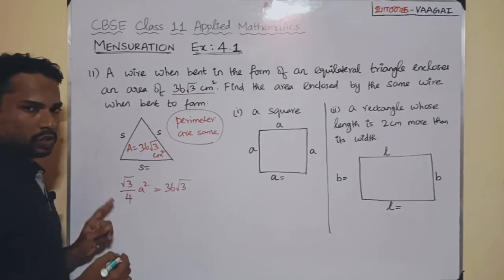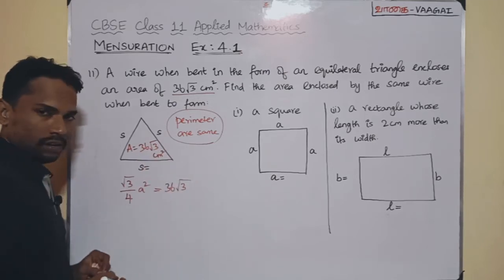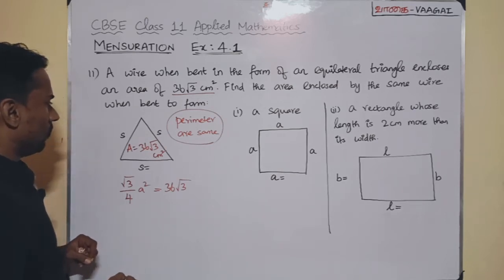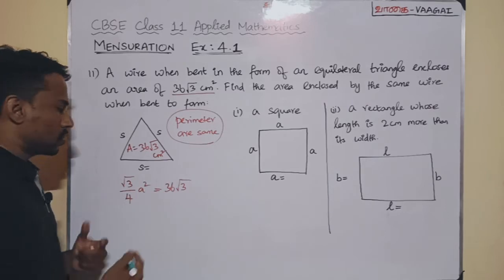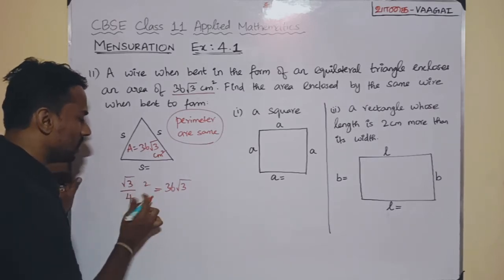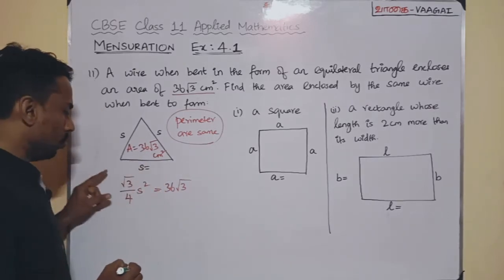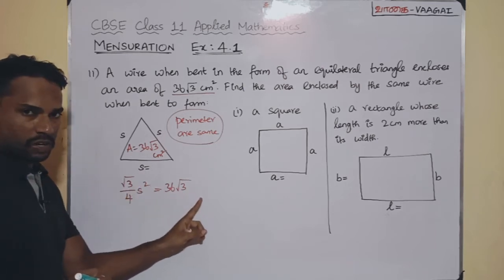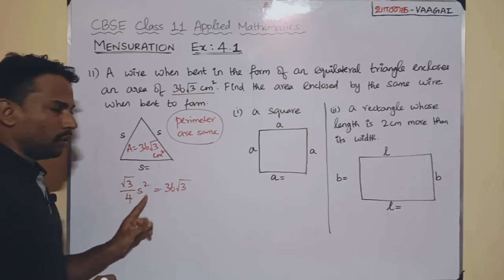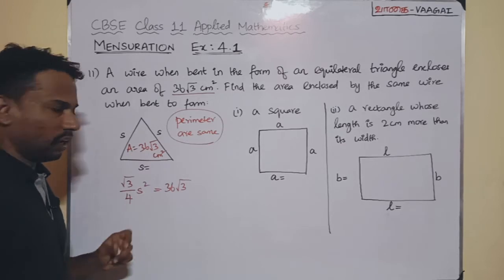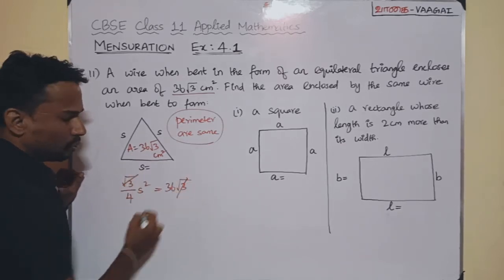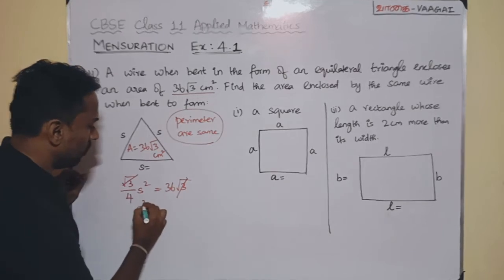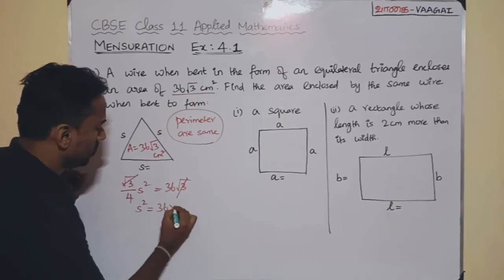Now when I solve this, I can easily get the value of a. Or otherwise, here we have taken the side of the equilateral triangle to be s, so I will use the same notation, not a, I'll use s. So root 3 by 4 s square is going to be equal to 36 root 3, where s is each side of this equilateral triangle. Now let's solve this. I will first cut root 3 and root 3 on both sides. Now I will have s square is equal to 36 into 4.